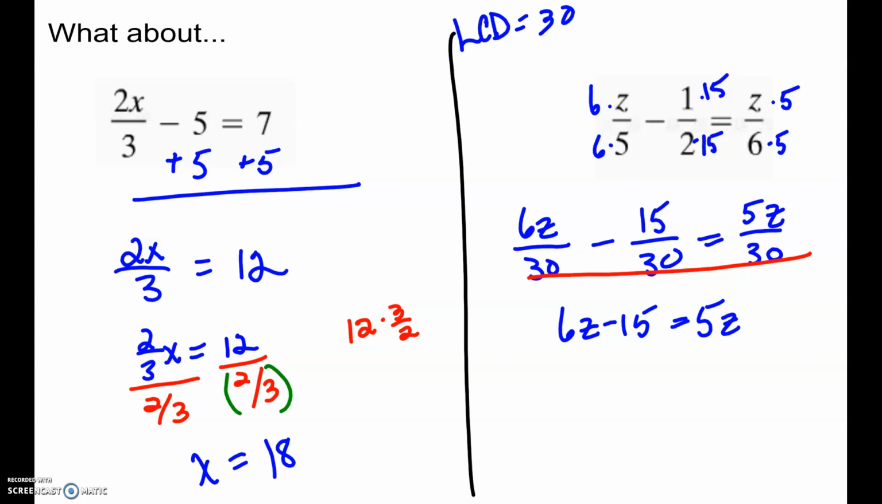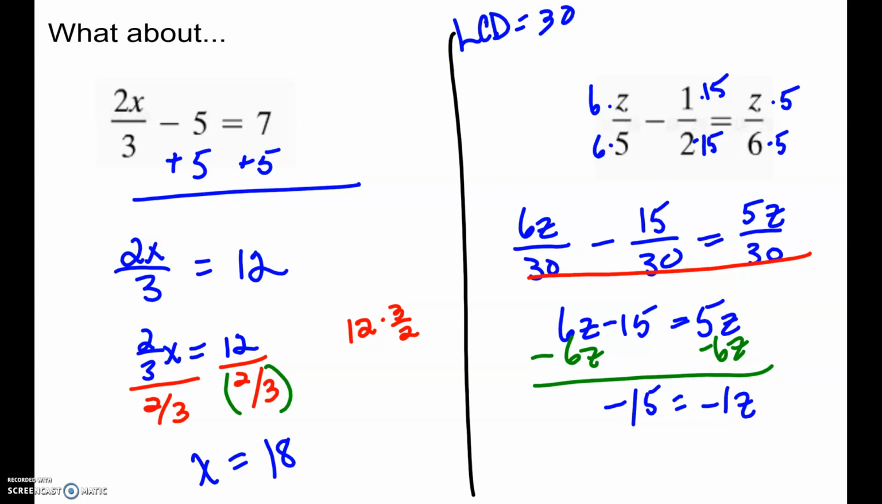Let's leave the number term where it is and move all the variable terms to the right-hand side by subtracting 6z from both sides. That leaves me with, watch those signs, negative 15 equals negative 1z. 5 minus 6 puts you 1 in the hole.